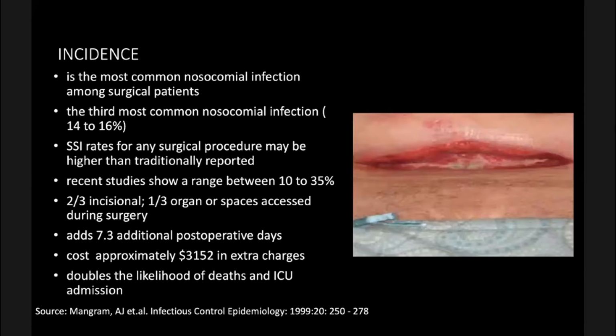As for the incidence, it is the most common nosocomial infection among surgical patients, followed by pneumonia, with UTI the third most common nosocomial infection. SSI rates for any surgical procedure may be higher than traditionally reported because most surgeons or residents in training don't report surgical site infections. Recent studies show a range between 10 to 35%, although what's reported is really lower than that. Two-thirds of the SSIs are incisional, and one-third originate from the organ or spaces that are accessed during surgery.